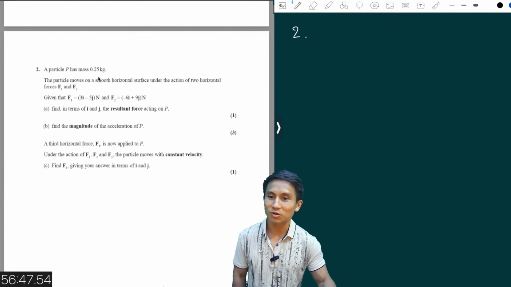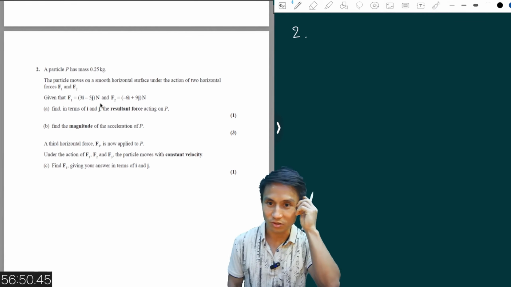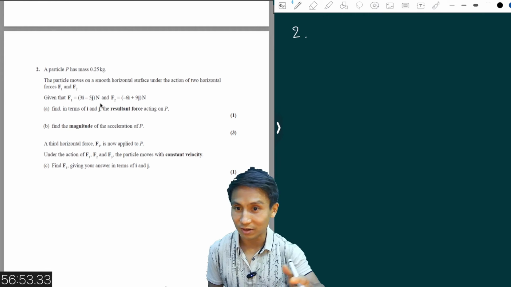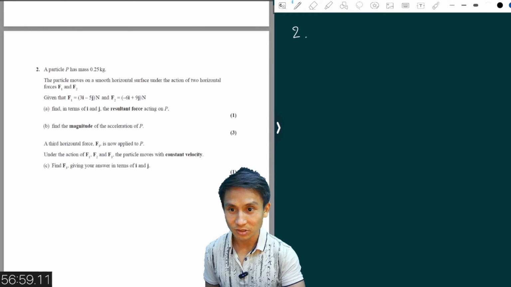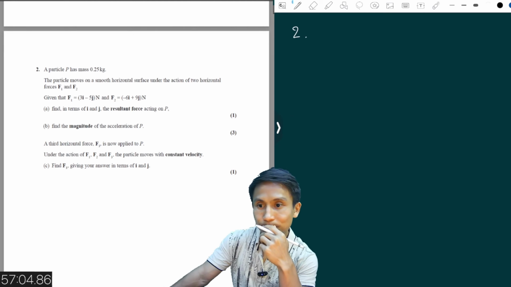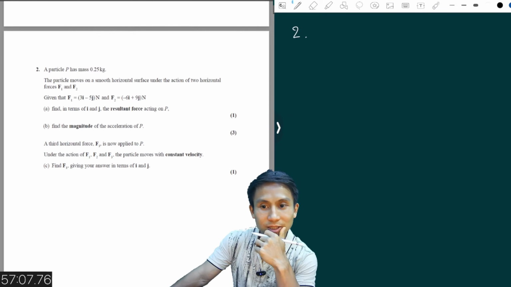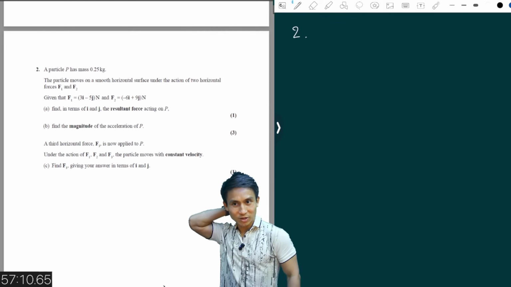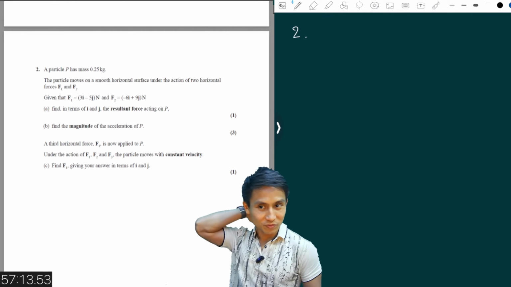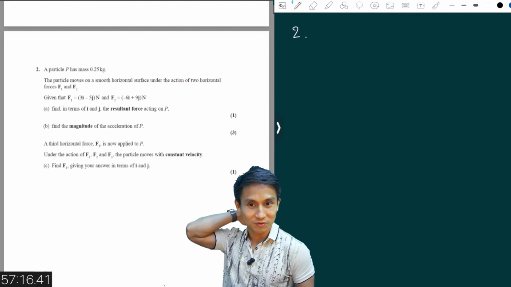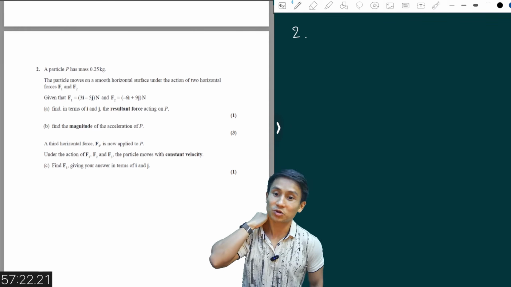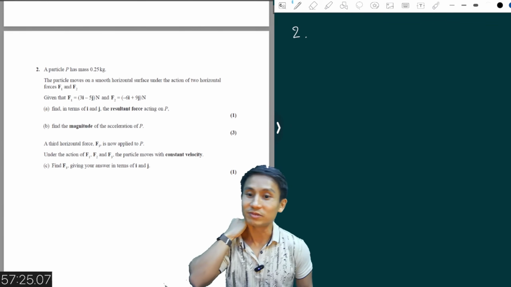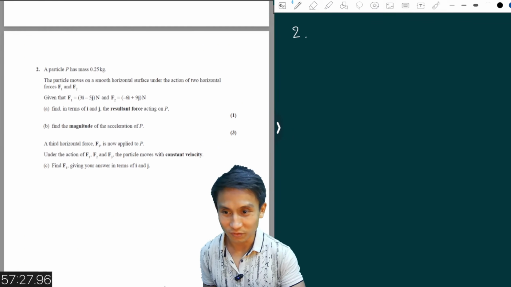A particle P has mass 0.25 kilograms. The particle moves on a smooth horizontal surface under the action of 2 horizontal forces, F1 and F2, as vectors i and j. Find in terms of i and j the resultant force acting on P. Do we have to consider weight here? The particle moves on a smooth horizontal surface under the action of 2 horizontal forces. i is due north, j is due east maybe. So probably not. I overthink too much maybe.